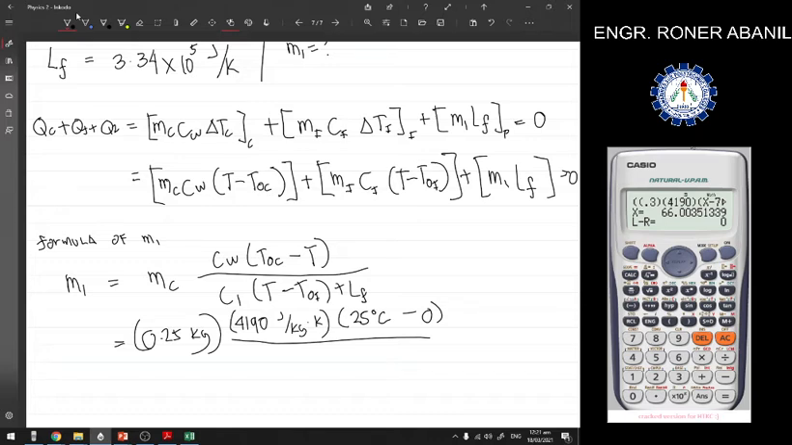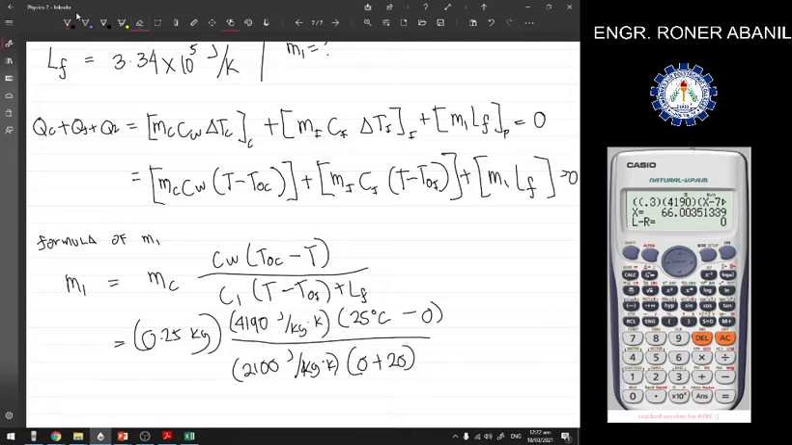Tapos dito naman, sa baba is yung C ng ice natin. Ano yung constant ng ice? 2,100 joule per kilogram K. So, change of temperature naman is from 0 to yung initial ng ice natin is negative, so magiging positive to. Kasi negative 20, so positive 20. Yan, so naging positive yan.